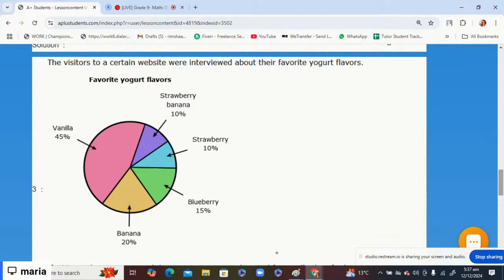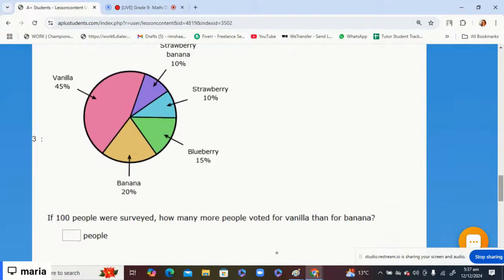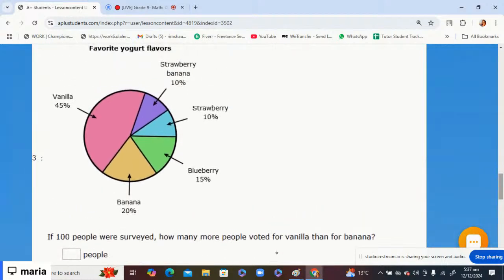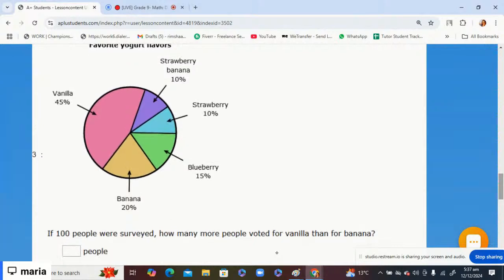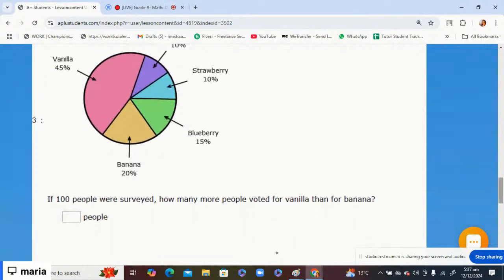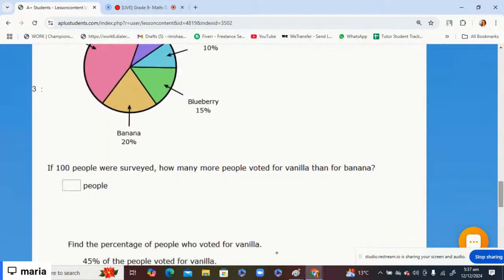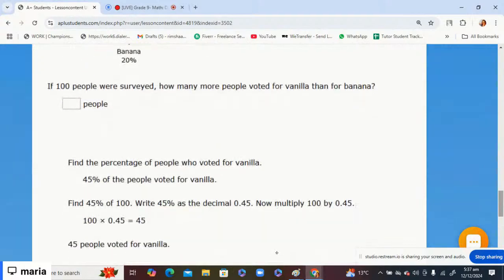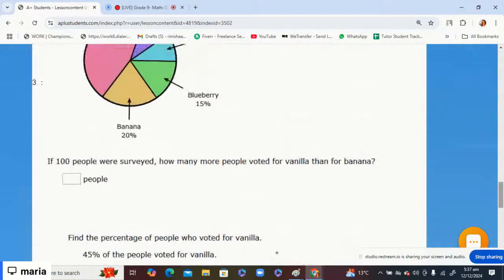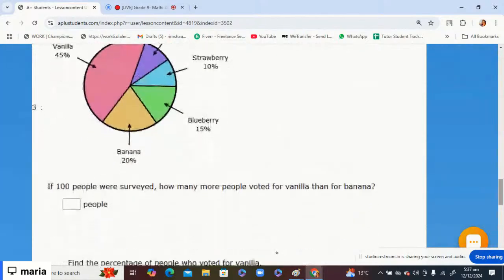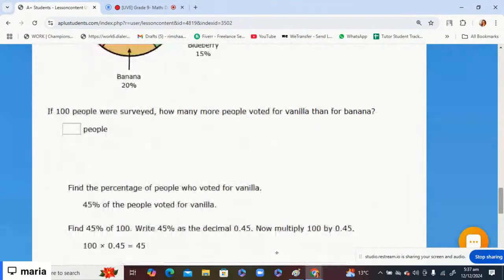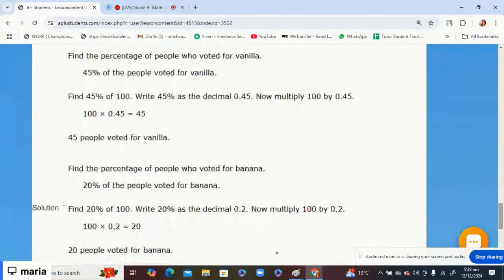You are going to check the greater amount, and the greater amount is for the vanilla, that is the pink color. If 100 people were surveyed, how many more people voted for vanilla than for the banana? Okay, 100 people. So, first of all, finding out 45% of 100. How to find the 45% of 100?